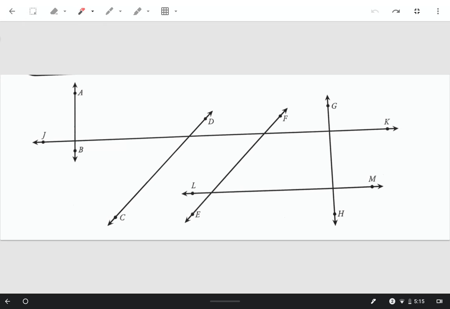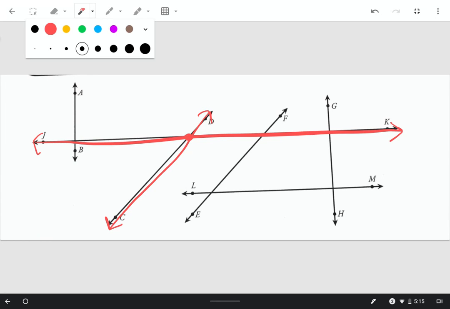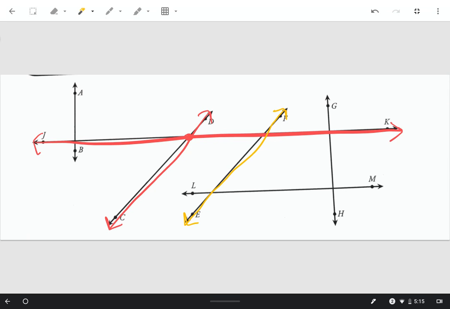So I have line DC here, and it crosses line JK at this point right here. Do you see any other intersecting lines in this diagram? Well, I see FE, and FE intersects with line LM right here. But line FE also intersects JK right there. So I have already found 3 sets of intersecting lines.